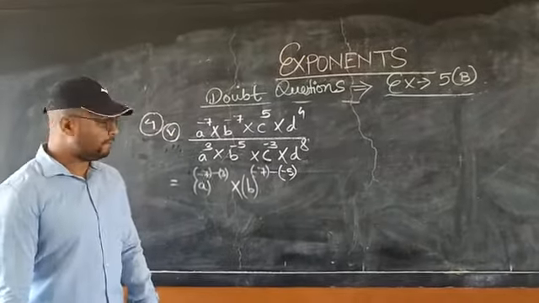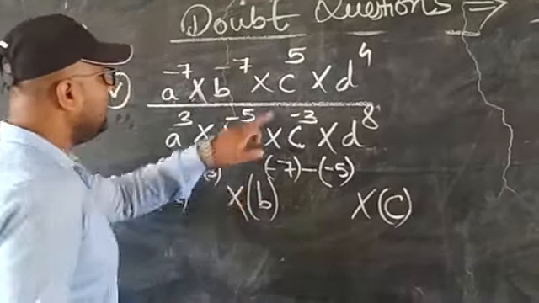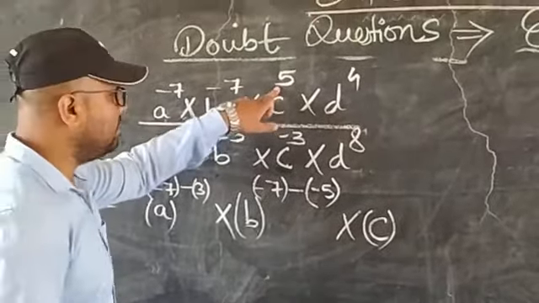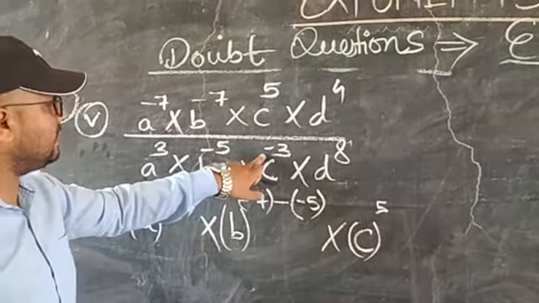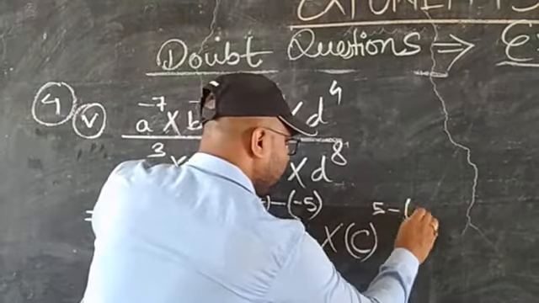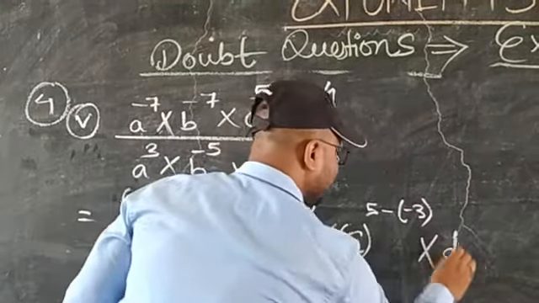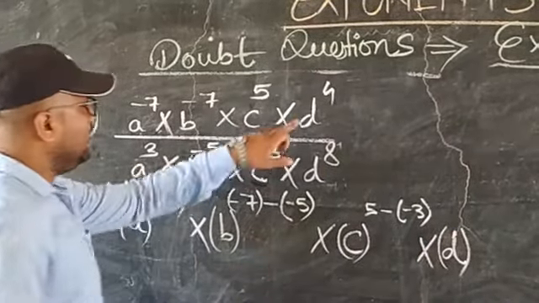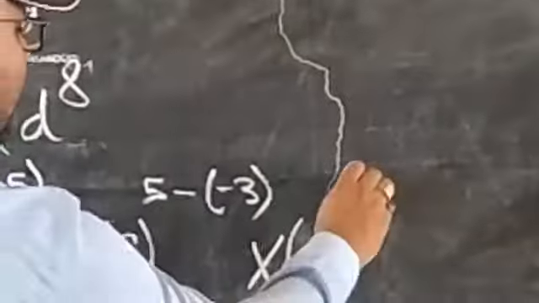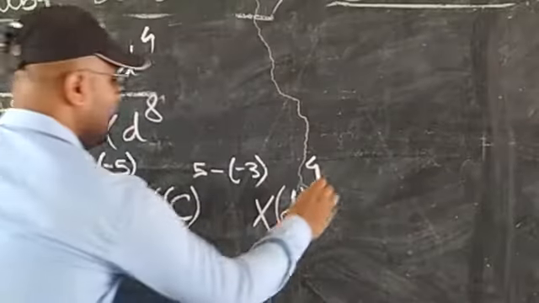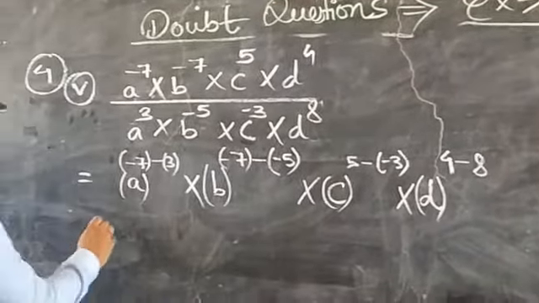Students, am I clear? Now, C is having power 5 in the numerator, so I have written, and the denominator is having minus 3, so take it up. So minus 3. And D at last, in the numerator it is having power 4 written, and this 8 you will take up, so it will be minus 8. Am I clear students? I hope it is clear.